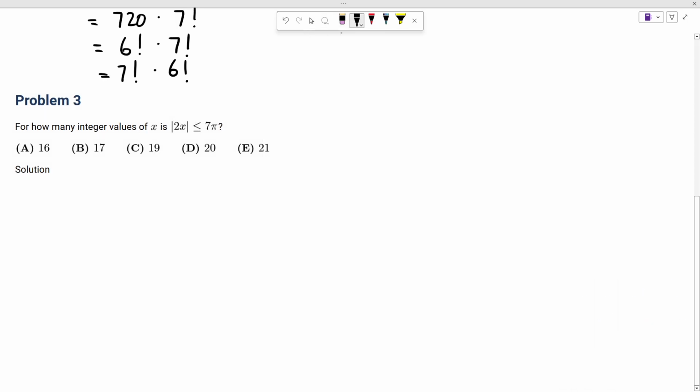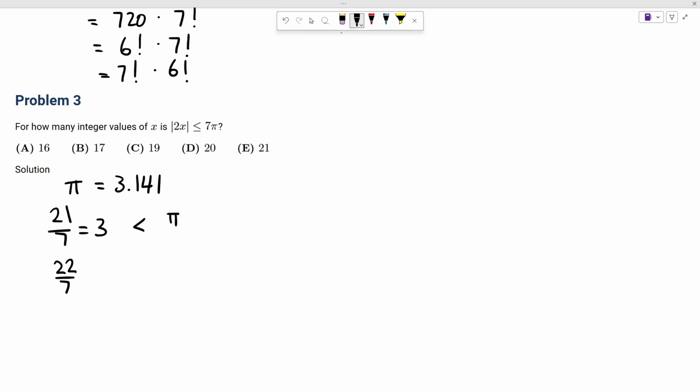For this problem, we're asked to find how many integer values of x for which this is true. And this depends on finding out what 7 pi is equal to. So this is a little bit of a cursed problem because you got to know at least the first 3 digits of pi. You got to know this one right here. We know that 21 divided by 7 is equal to 3, which is less than pi.